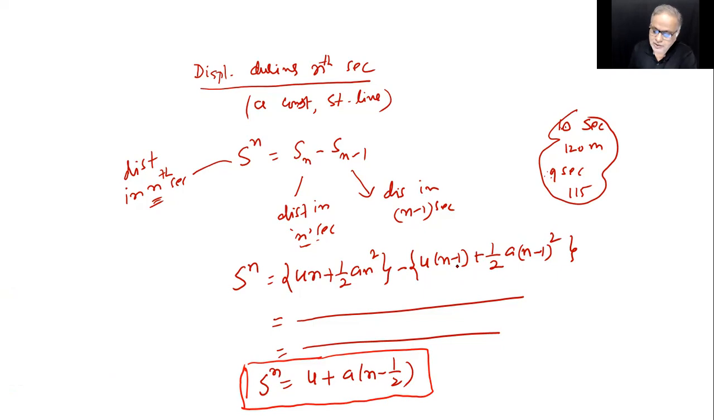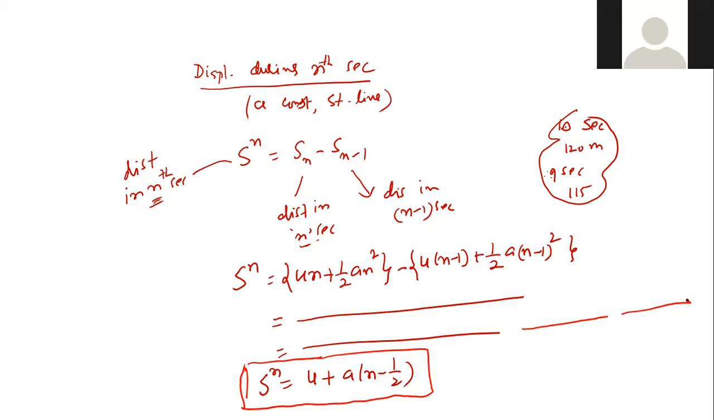u into n minus u into n minus 1 whole square means n square plus 1 minus 2n, then multiply with half a, open the bracket. There is calculation. Do you follow? Children? Yes, sir. A few steps in the middle, just follow. Manasa, are you there? Yes, sir. Okay. Suhita? Yes. Right. Proceed.